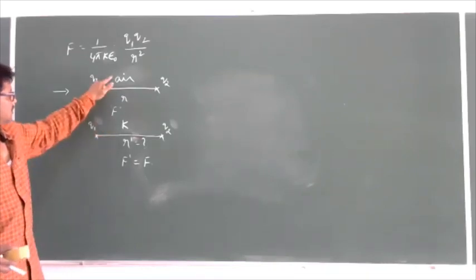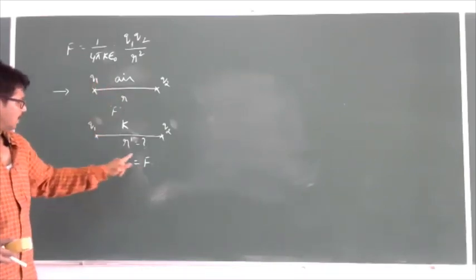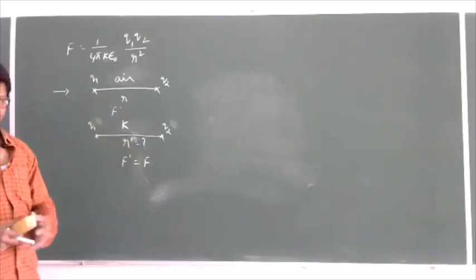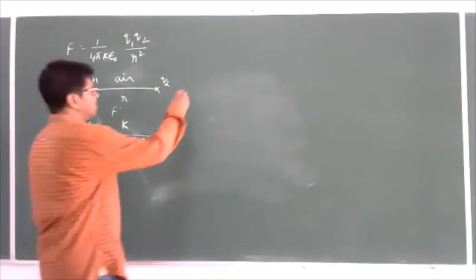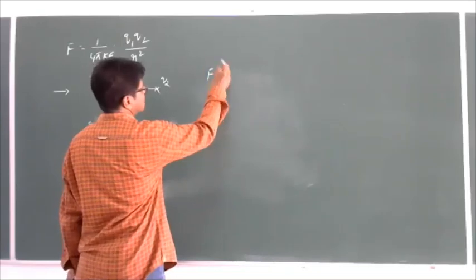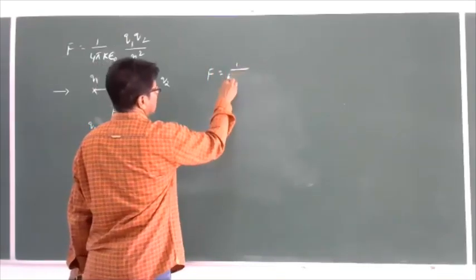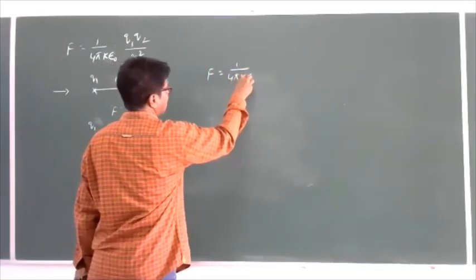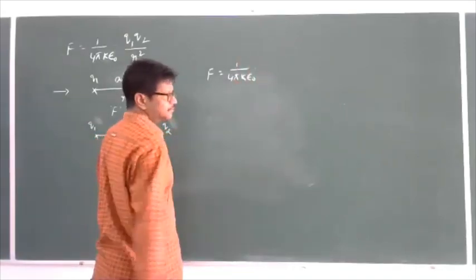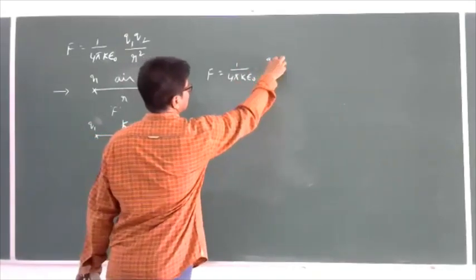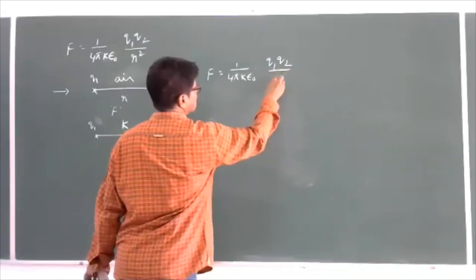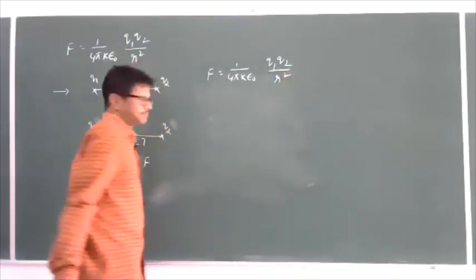F represents the air medium, F dash represents some other medium. Now, as we know, F is equal to 1 by 4 pi K epsilon naught Q1 Q2 by R square.